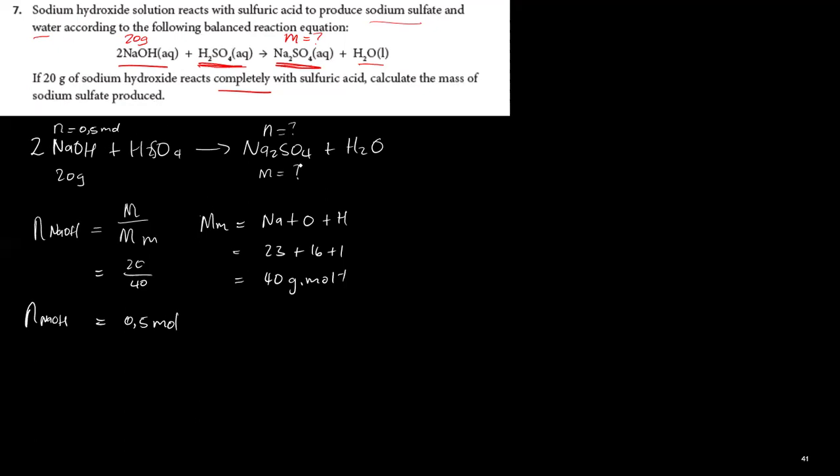Now, like I said, to determine the number of moles of sodium sulfate, we're going to use the number of moles of our sodium hydroxide. How? We're going to use the balanced chemical equation. That's why the balanced chemical equation is important, because it helps you determine the number of moles.